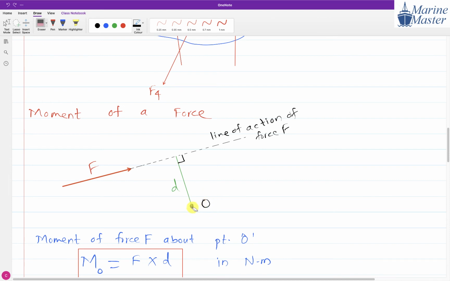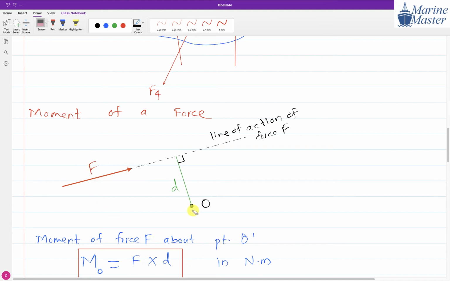Point O. And the perpendicular distance of point O from the line of action is small d. What will be the perpendicular distance of force F from the point O? d, meaning from the line of action of force F. This is the line of action, and the perpendicular distance from point O will be d. Then the moment of force F about which point? About point O.